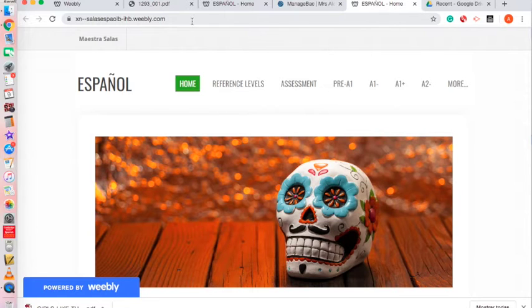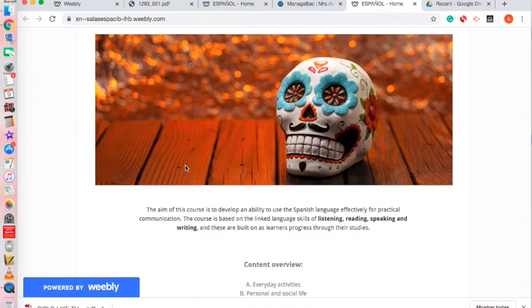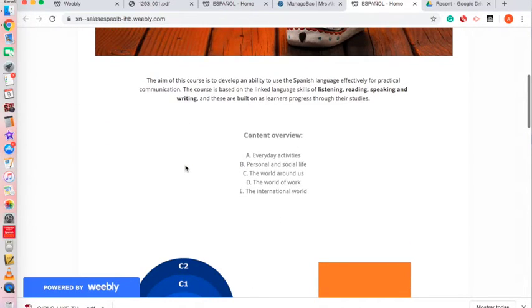Okay, so now let's talk about the Weebly, and a little bit about the Spanish class itself. You're going to be assessed through 4 different skills: I'm going to be assessing your listening, reading, speaking, and writing skills. This is the way that the IGCSE program is assessed, and even for 7th and 8th grade I use the same structure. The reason is that I want a uniform way, and when you reach year 11 or even IB, which uses the same structure, it's going to be easier for you to improve your skills. The content overview: we're going to see everyday activities, personal and social life, the world around us, the world of work, and the international world.